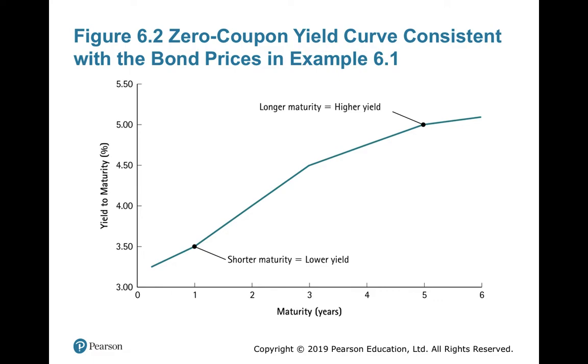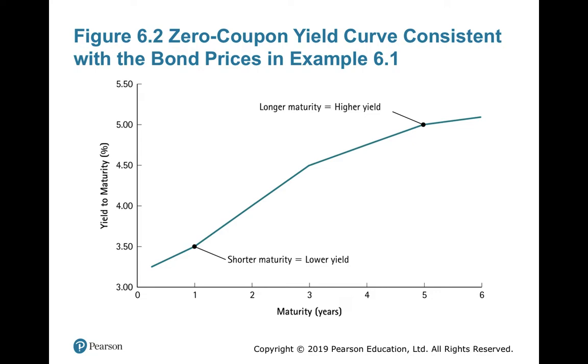For example, here the 1 year bond is around 3.5%, shorter maturity, lower yield. If you go to the 3 year bond, around 4.5%. If you go to the 5 year bond, around 5%. That is because once you want to wait more, you need more rate of return.